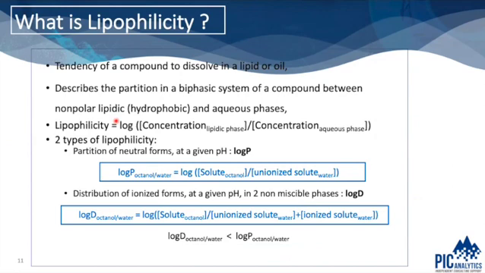So now, just a reminder, what is lipophilicity? Maybe I should have started with that, but this is really the tendency of a compound to dissolve in a lipid or oil, and we calculate this as the log of the ratio of the compound dissolved in this lipid or oil over water. And we have two types of lipophilicity, when we are working with non-ionized solute or with ionized solute. So the logP is a ratio of non-ionized solute, and the logD is a ratio of the compound that is either ionized or non-ionized.